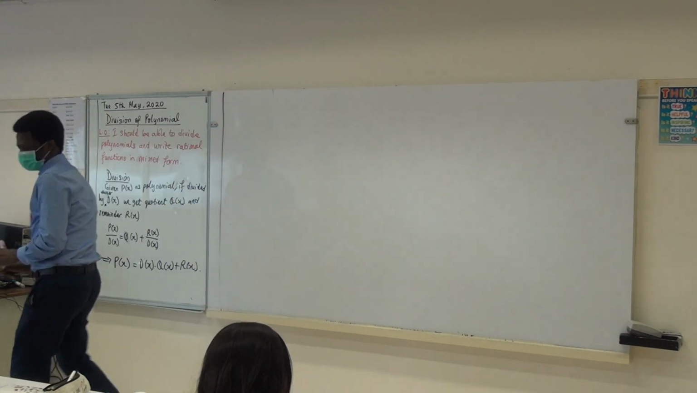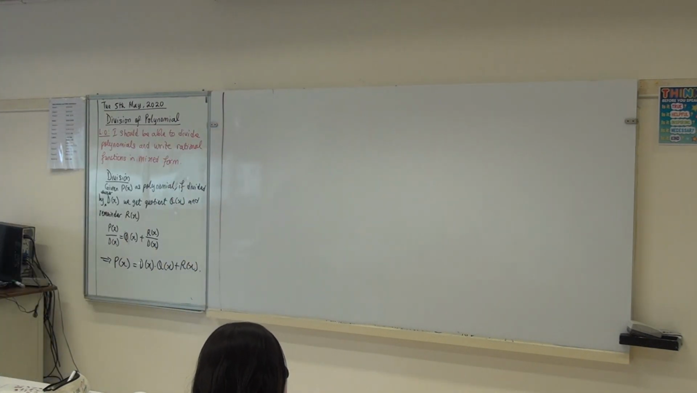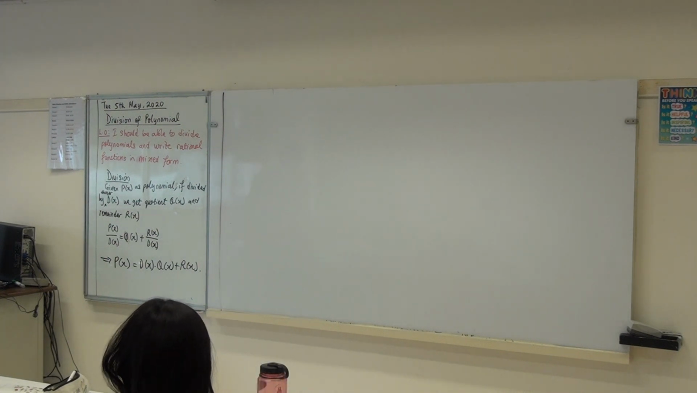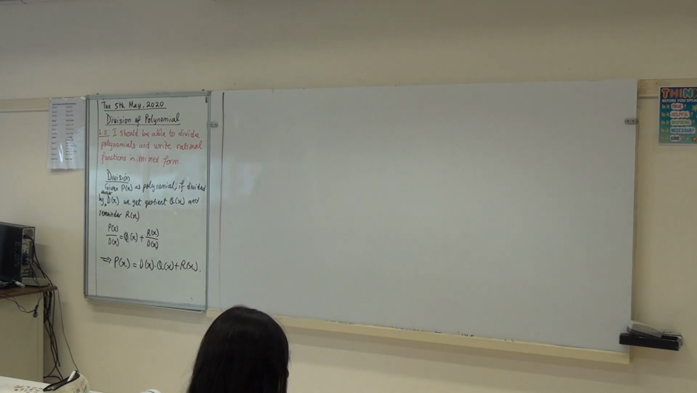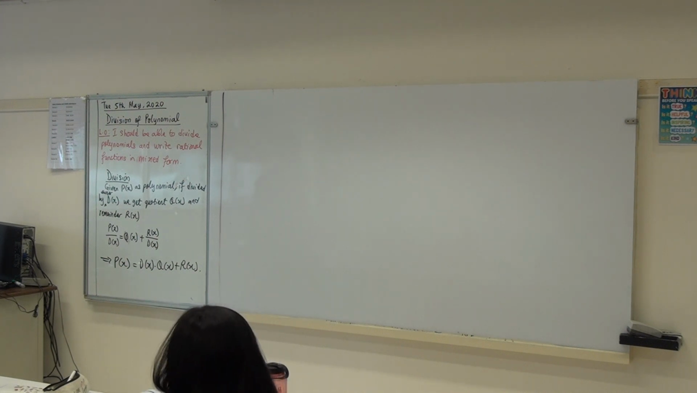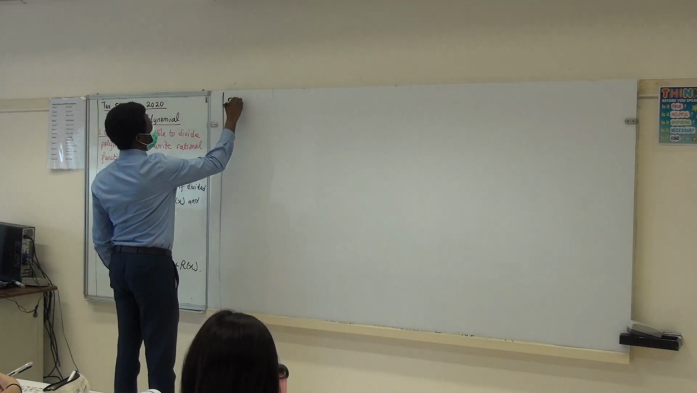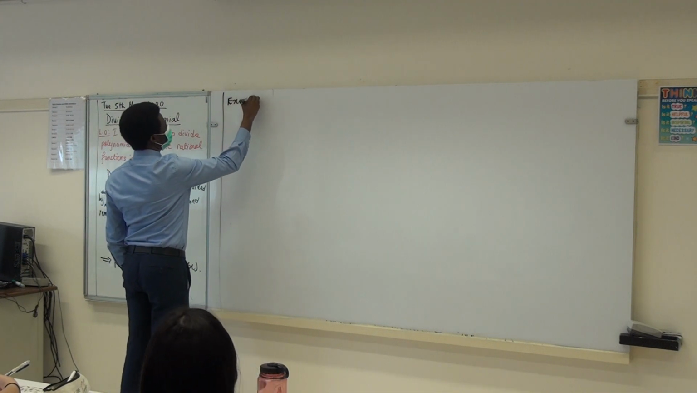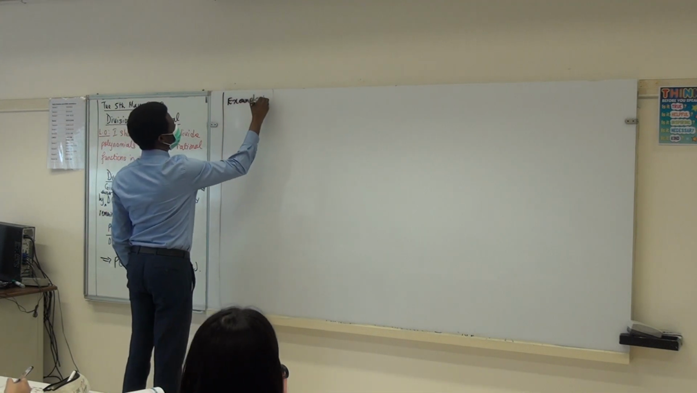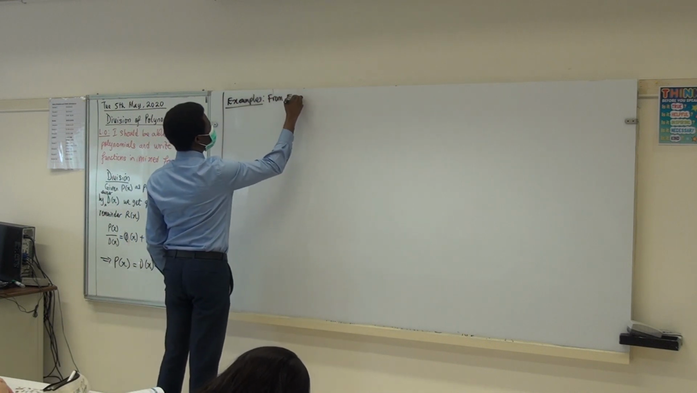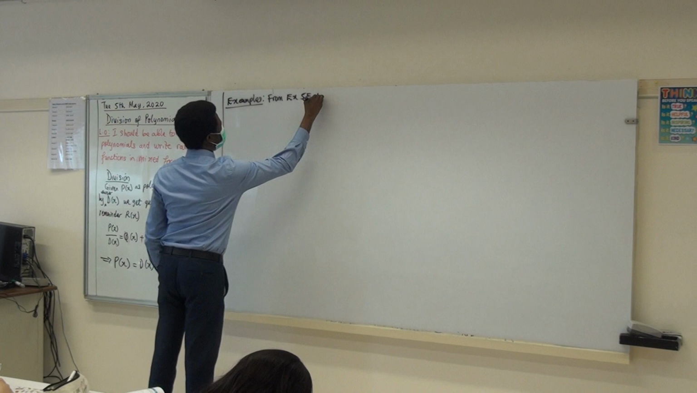So I'm just going to go to the exercise here. So let's just practice. The first question says, find the quotient and remainder of the following. Hence write the division in the form of that. The instruction is in the book, so I'm not going to copy the instruction. Please take note of what we're doing. I'm just going to say examples from exercise 5E.